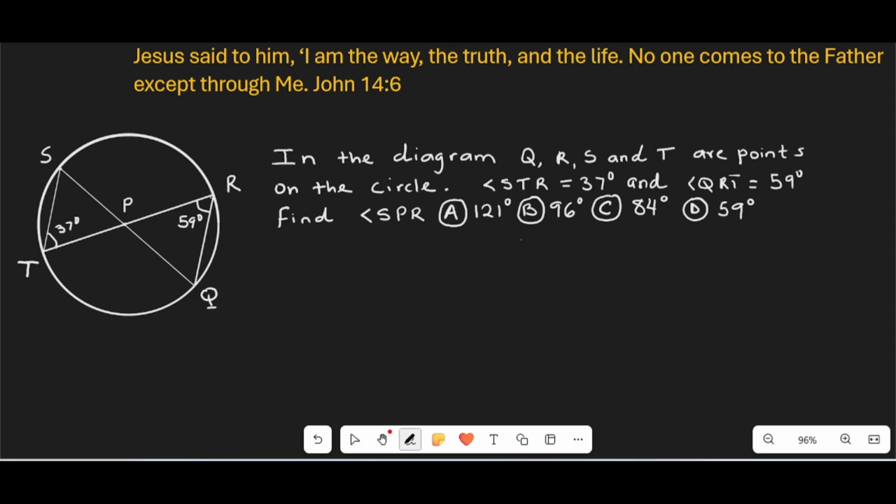In today's tutorial, we are going to consider this geometry question. Solution.